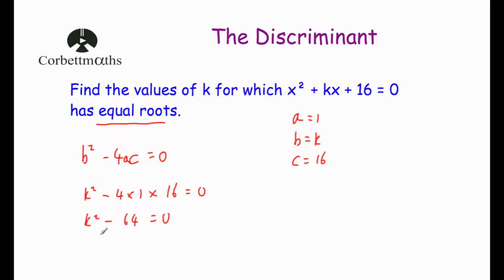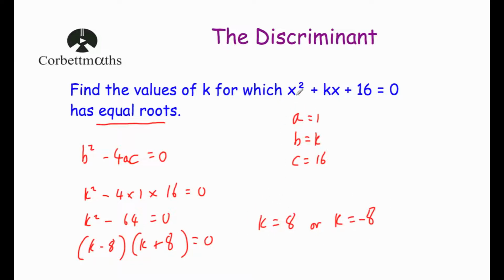We could add 64 to both sides, and then you've got k squared equals 64, and then that means that k equals 8 or negative 8. Or you could factorize it because it's the difference between two squares, and you get k minus 8 and k plus 8 in the brackets. So that means that k equals 8 or k equals negative 8. So there are two possible values for k.